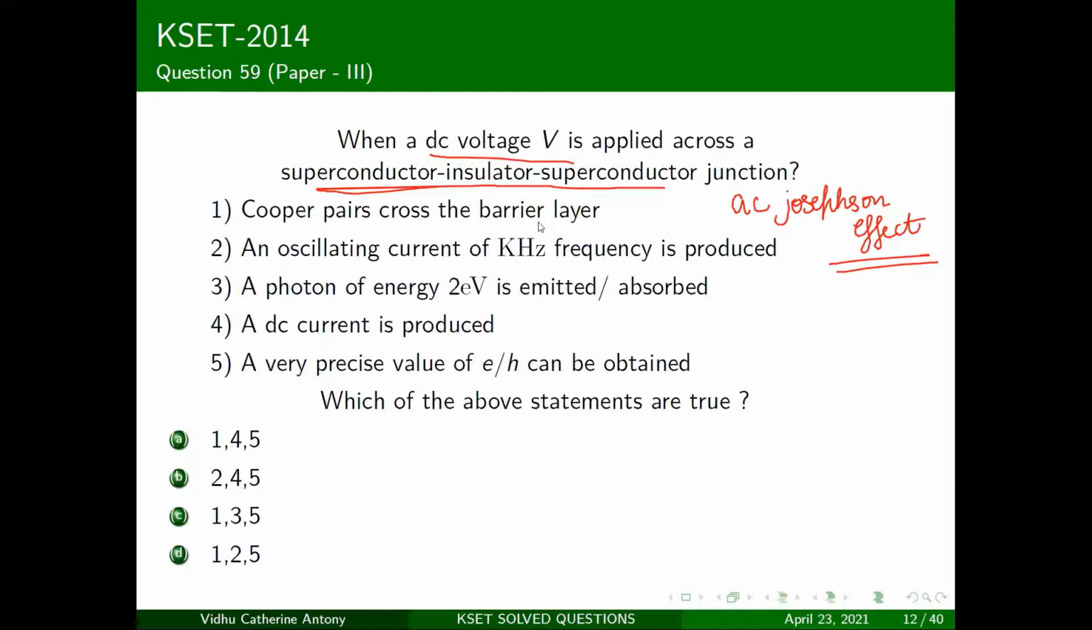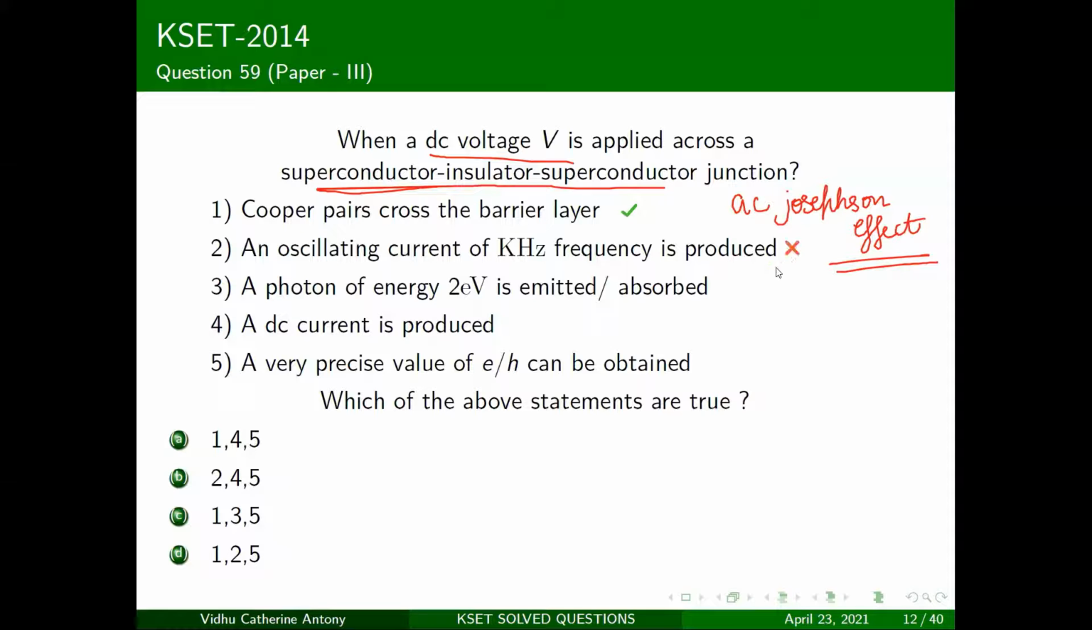So Cooper pairs cross the barrier layer. That is true, right? Cooper pairs do cross the barrier layer. So that's a tick. An oscillating current of kilohertz frequency is produced. Now, this again is a homework so that I can reiterate this point. It's of the order of gigahertz. Okay, it does depend on the applied voltage, of course, but it is of the order of gigahertz. So you need to calculate that and do that homework and understand that particular point.